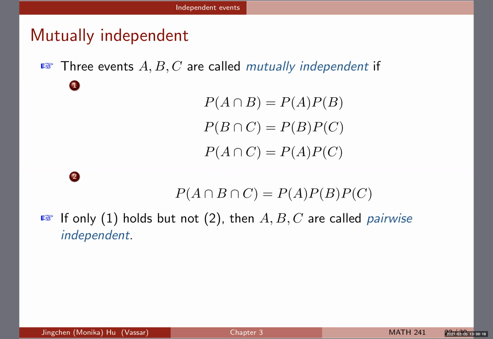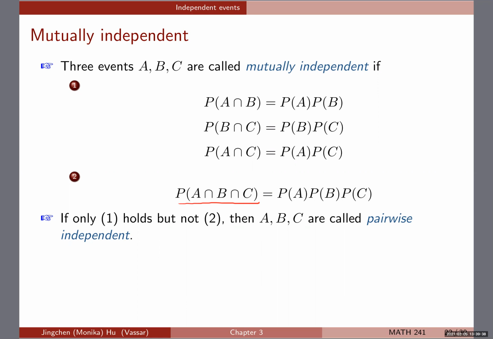Of course, it could be that only one holds, meaning that for the first three equations that we're seeing here, each pair is independent. Then we call them pairwise independent. But if they're not jointly independent from each other, we only call them pairwise, but not mutually independent.